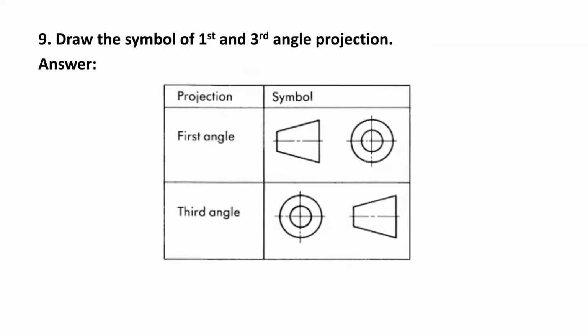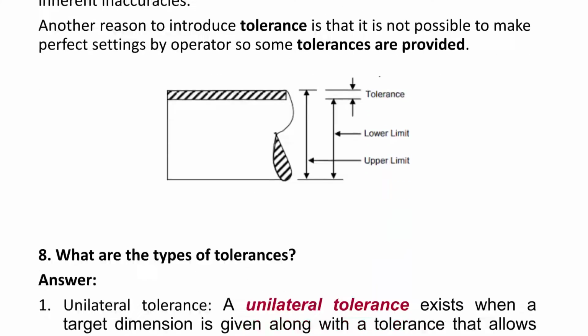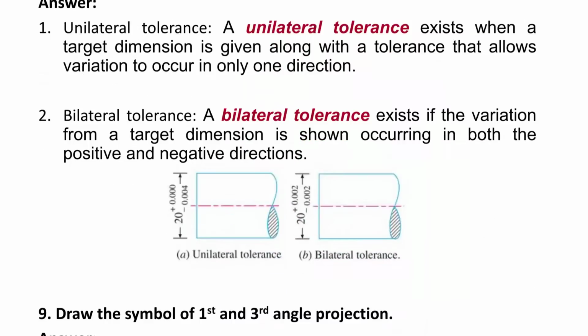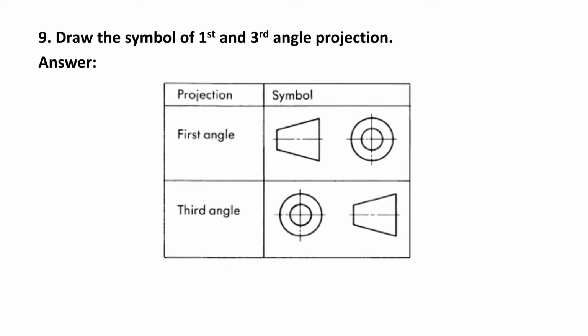Next question, draw the symbol of first and third angle projection. So here you can see the symbols for first angle and third angle projection. In the first angle method, there will be an observer, then object and the plane. Whereas in the third angle method, there will be an observer, plane and the object.